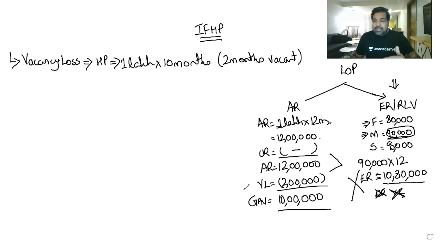You will minus municipal taxes. You will get NAV from that. You will minus 24A, the 30% flat deduction. Then you will minus interest deduction, and you'll get your income from house property.